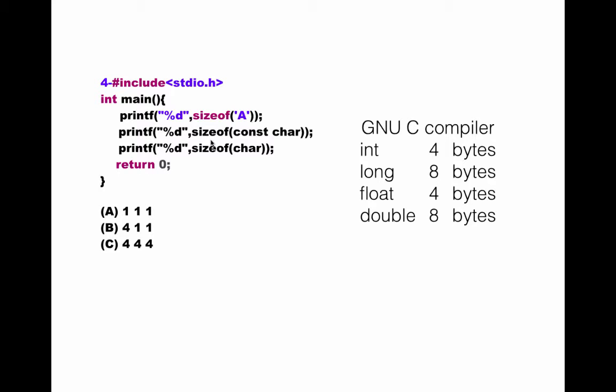We will know. The second one is a const char and char. They are always one. Almost all compilers now treat them as one, and if the question is dealing with a different compiler, it will tell you that the char is not one, but it's always one. Okay, so let's see here.